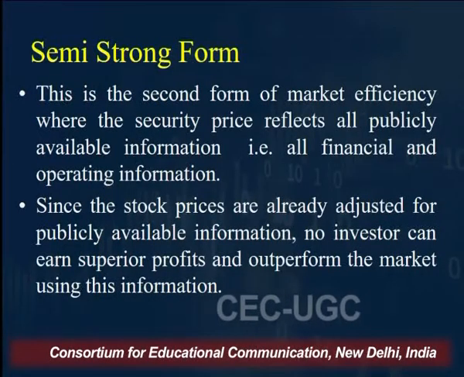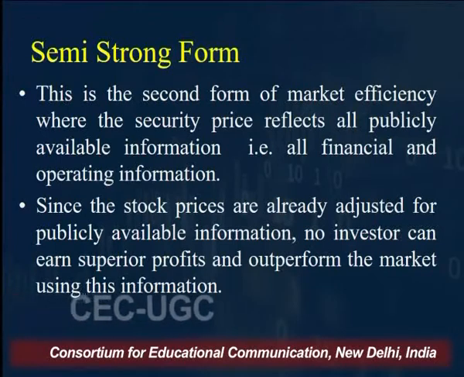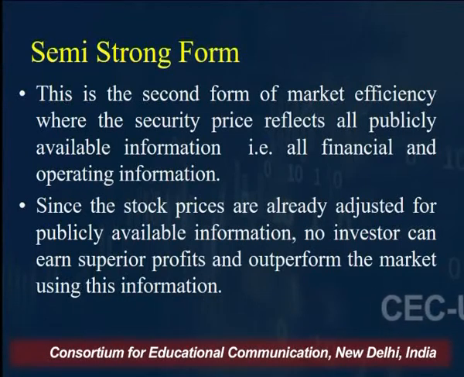Now coming to the semi-strong form of market. This is the second form of market efficiency, meaning the previous one was the weak form of market efficiency, where the prices are reflected on the basis of historical facts only. In the second form of market efficiency, the security prices reflect all publicly available information, including the current information, all financial and operational information. All financial and operational information is revealed in the share price.